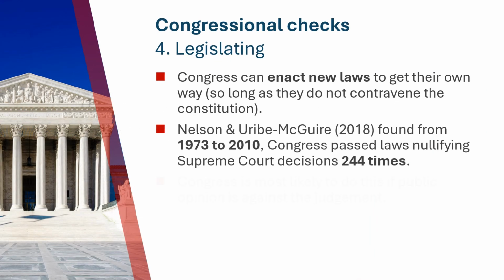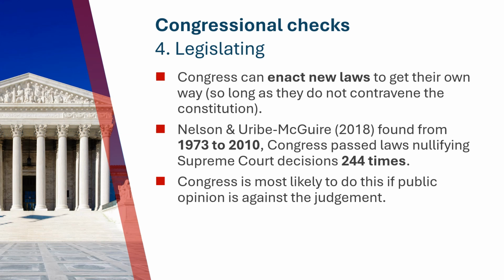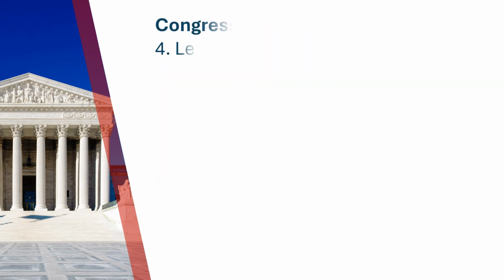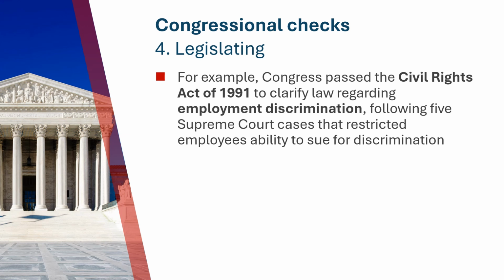Fourthly, legislating. Congress can enact new laws to get their own way, so long as they do not contravene the Constitution. From 1973 to 2010, Congress passed laws nullifying Supreme Court decisions 244 times. Congress is most likely to do this if public opinion is against the judgment. For example, Congress passed the Civil Rights Act of 1991 to clarify law regarding employment discrimination, following 5 Supreme Court cases that restricted employees' ability to sue for discrimination.